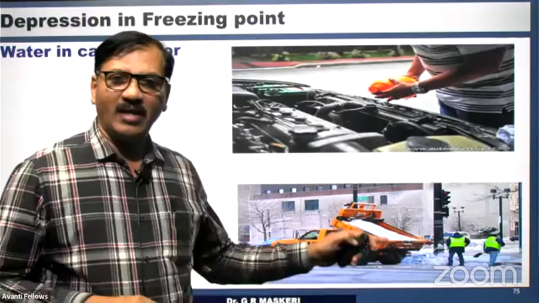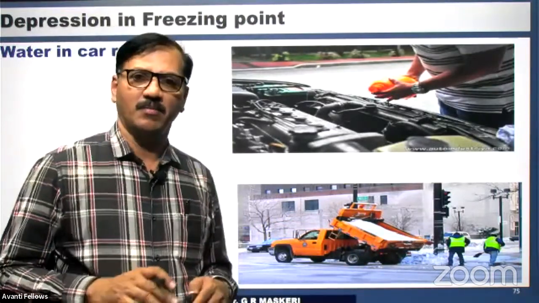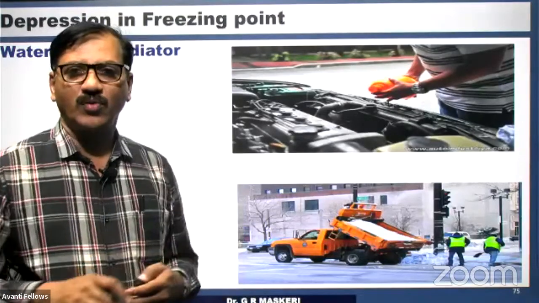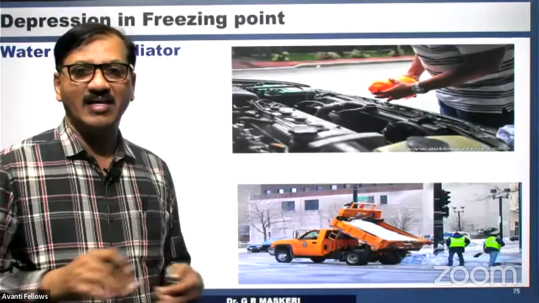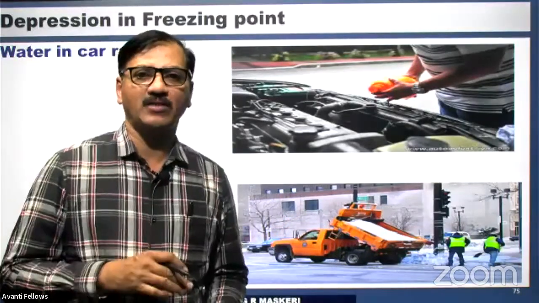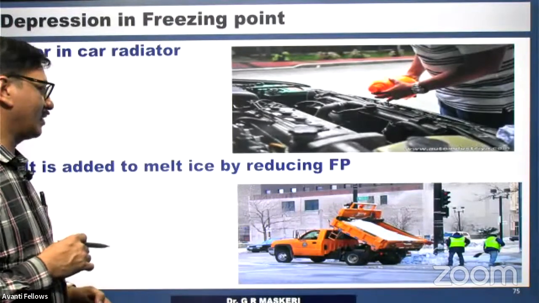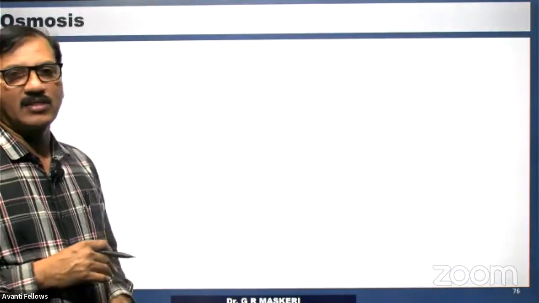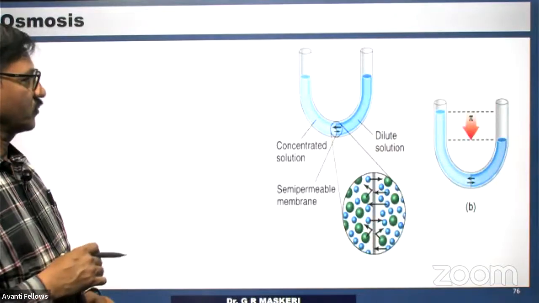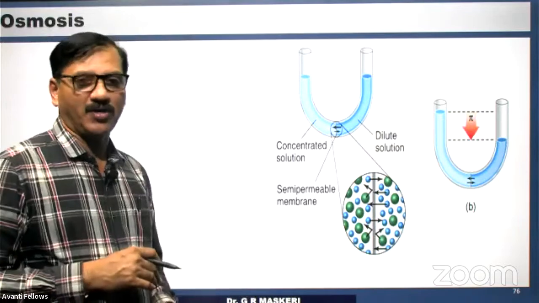And where the snowfall is there, which troubles, because the roads will be full of snow, for clearing this snow, salting is being done. This is also based on depression of freezing point, right? So salt is added to melt ice by reducing freezing point. Okay. Now another colligative property is osmotic pressure.